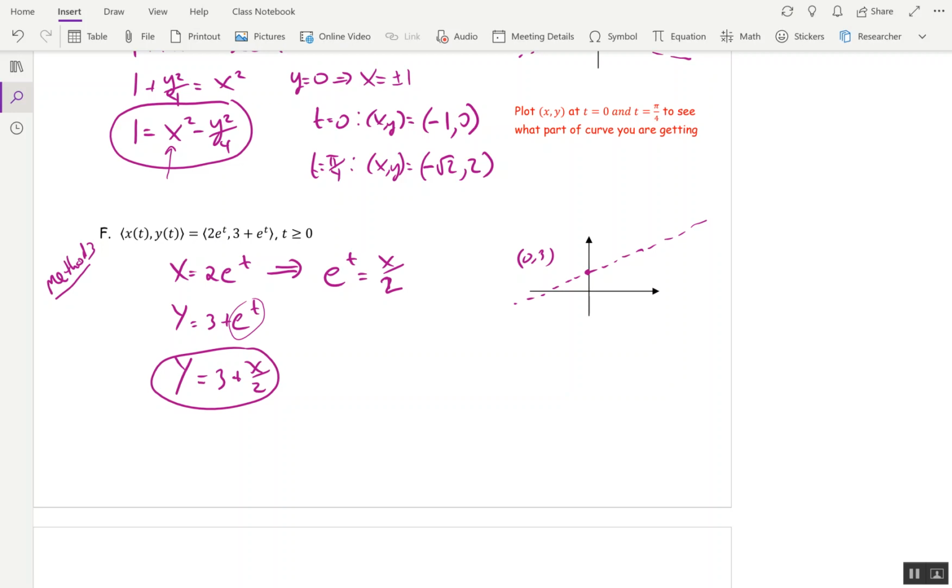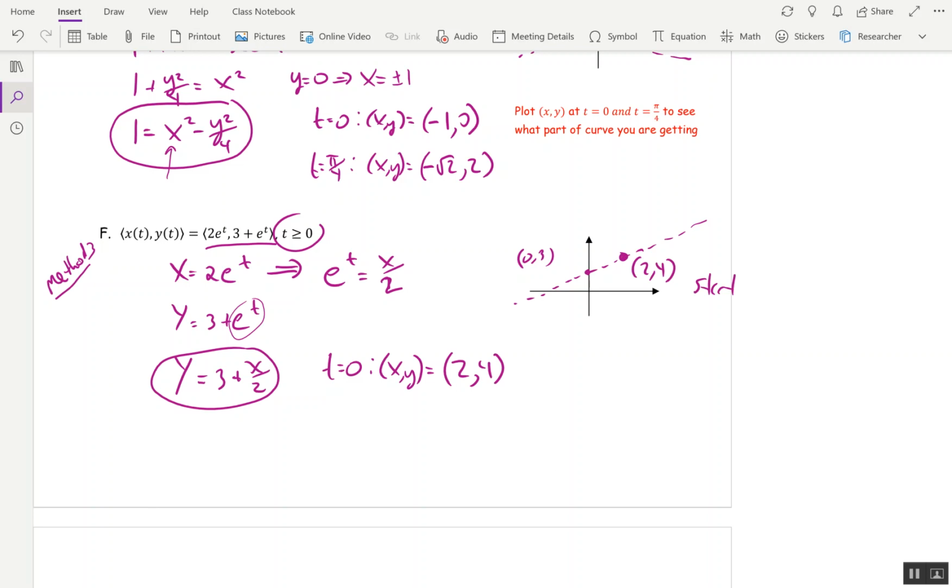All right, how much of that line am I getting? Let's look at t. When t is 0, x, y is, so I'm putting in 0, e to 0 is 1, so 2 comma, and then 4. So I'm about here, 2 comma 4. This is my start.